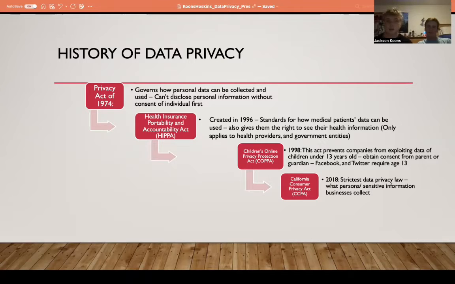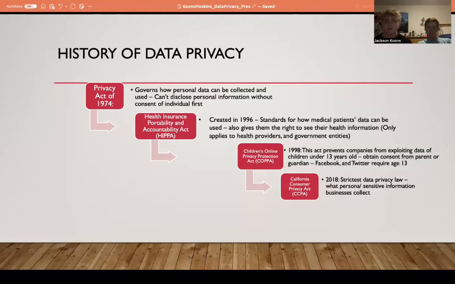The next act is the Children's Online Privacy Protection Act, better known as COPPA. This was enacted in 1998, and this act prevented companies from exploiting data of children under 13 years old. They must obtain consent from a parent or guardian prior, and it was popularized by Facebook and Twitter requiring the age of the users on their app to be at least 13 years old.